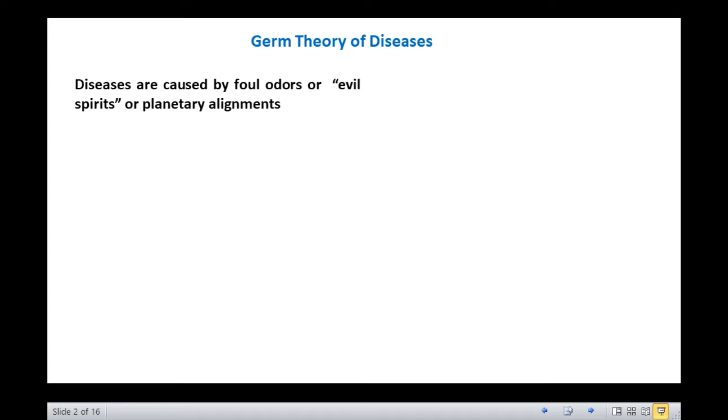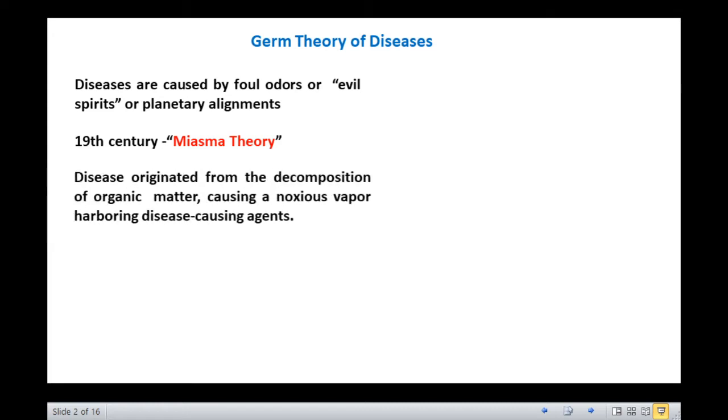The predominant theory until germ theory of diseases was eventually accepted in the 19th century was termed the Miasma Theory, meaning pollution or bad air. Miasma Theory stipulated that disease originated from the decomposition of organic matter, causing a noxious vapor harboring disease-causing agents.